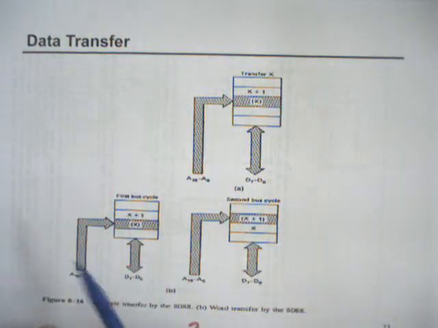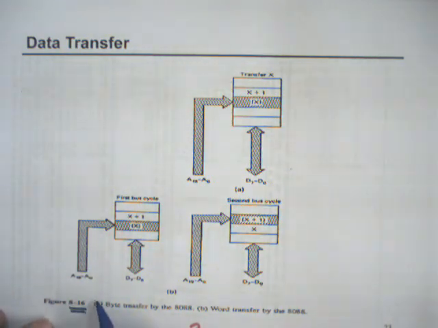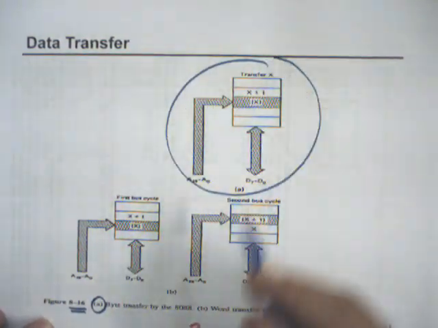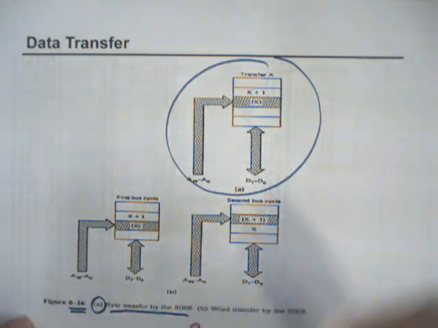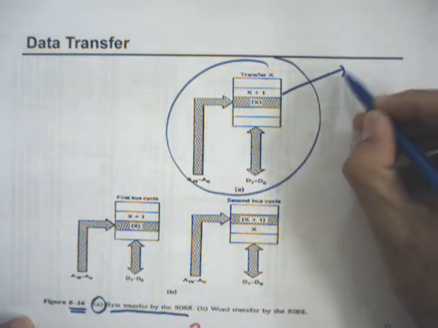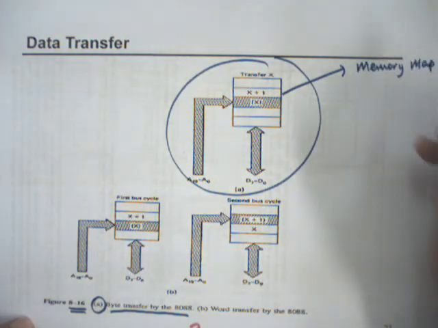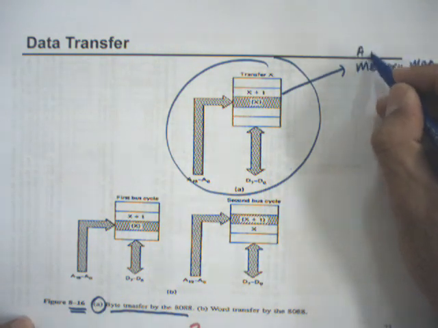It's about data transfer to the memory and from the memory. The figure is 8-16 from your textbook. A, which is this one, is byte transfer by the 8088. So there is a transfer of byte information. So this is a memory map. Okay, so this is a piece of memory map.